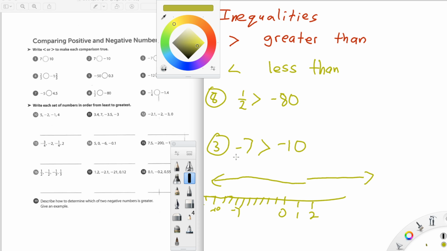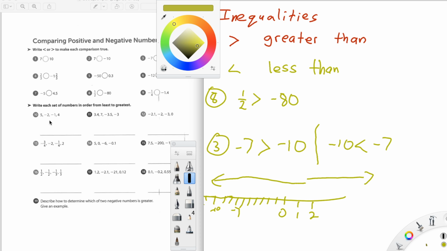So right here we would say -7 is greater than -10. If we had to write it the other way, we can say -10 is less than -7. So either way is correct, but here you're just placing them in the correct order. Right here, again, a negative fraction and a whole number. So which negative number is farthest to the left side? That would be your smaller number.